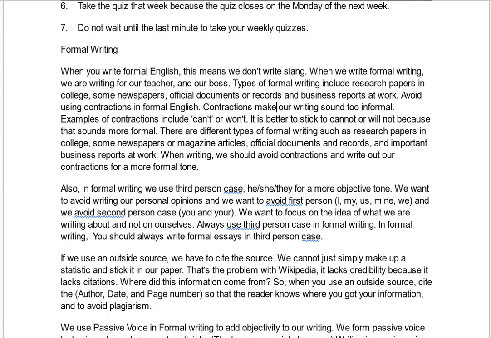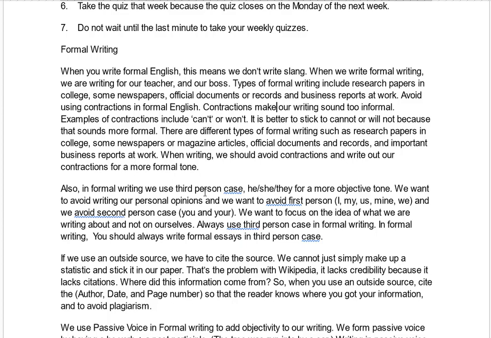Instead of saying, I can't go to the party, you say, I cannot go to the party, which sounds more formal. I can't go to the party sounds conversational, not good for writing. And instead, you would say, I cannot go to the party. Sounds more formal. There are different types of formal writing, such as research papers in college, some newspapers or magazine articles, official documents and records, and important business reports at work. When writing, we should avoid contractions and write out our contractions for a more formal tone.